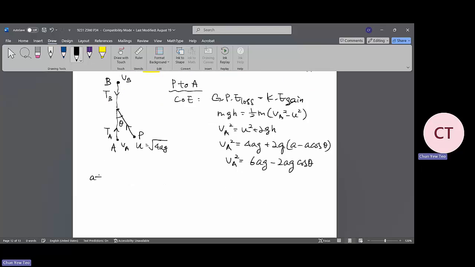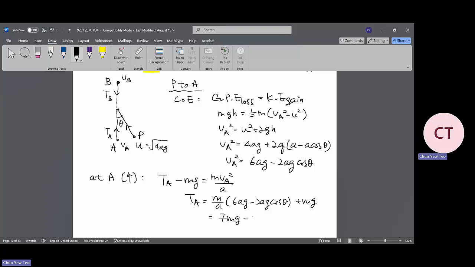Then at A, when you resolve the tension vertically up, this is the maximum tension, TA minus mg equals the centripetal force. So you will have TA equals m over a times 6ag minus 2ag cos theta, plus mg. At the end, you get 7mg minus 2mg cos theta. That is your TA.